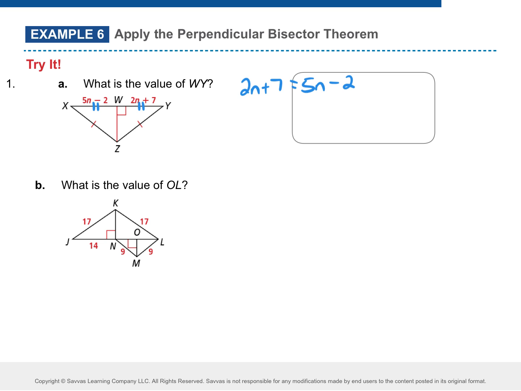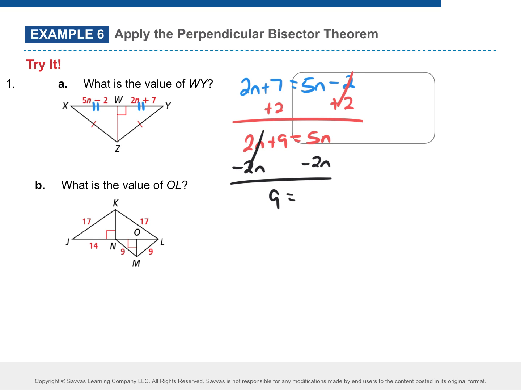How would I solve this? I heard add 2 first. So I can do 2n plus 9 equals 5n. Brayden, what did you say we could do? Subtract 2n. So we get 9 equals 3n. Last step. Divide by 3. We get n equals 3. Is that what that example wanted?